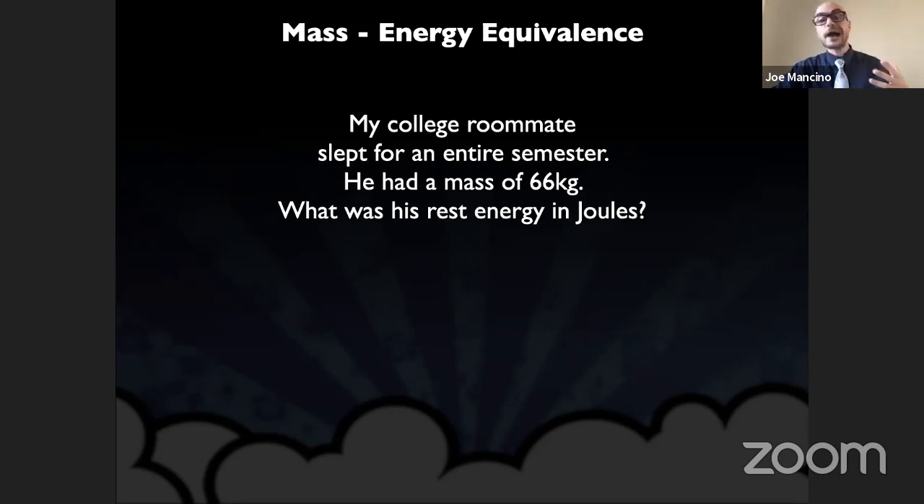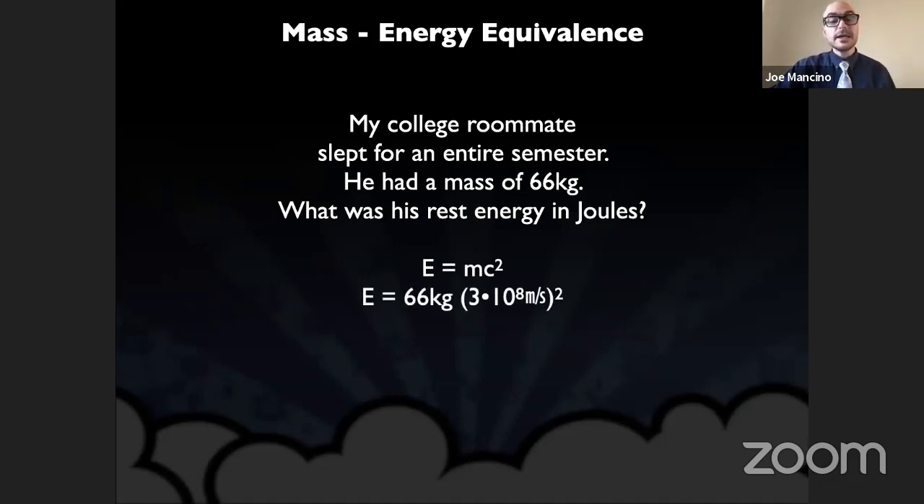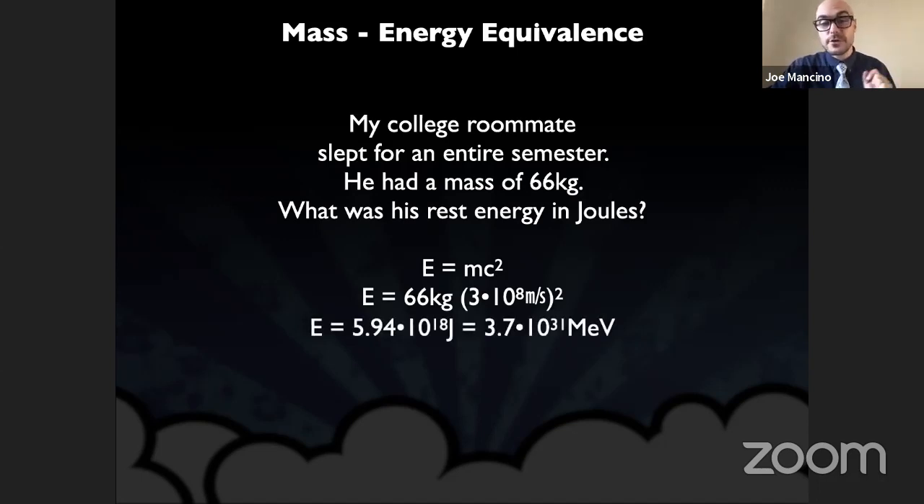Notice I've given you the mass in kilograms, and I'm asking for the rest energy in joules. He had macroscopic mass. So we use E equals MC squared, and we take his mass and multiply it by the speed of light. Remember to square it. If E is MC squared, then my roommate was worth 3.7 times 10 to the 31 MeV, or about 6 million trillion joules. There it is. That's a lot of joules. That's 6 billion joules.